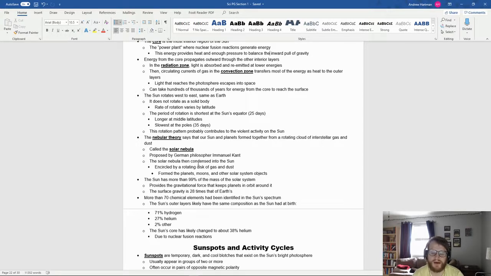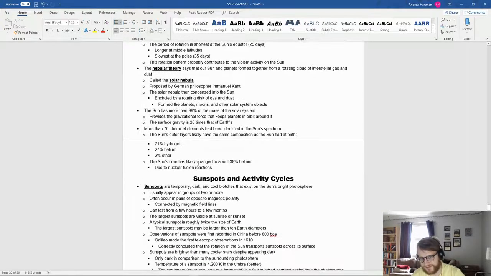But he created the nebular theory, which says that our sun and planets form together from a rotating cloud of interstellar gas and dust called the solar nebula. So that solar nebula of gas and dust condensed into the sun with a rotating disk of gas and dust around it. And then that rotating disk of gas and dust formed the planets, moons, and other solar system objects.